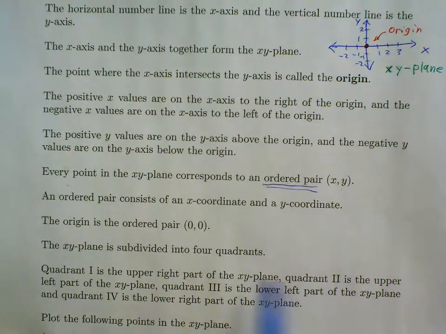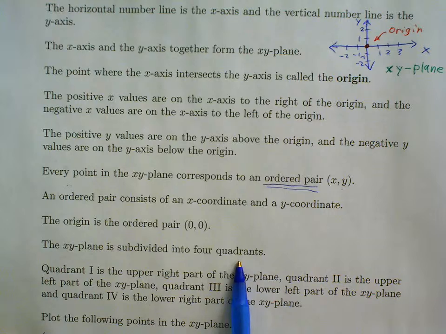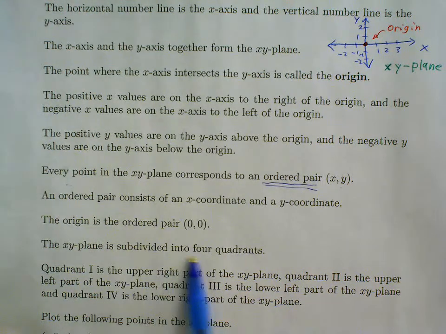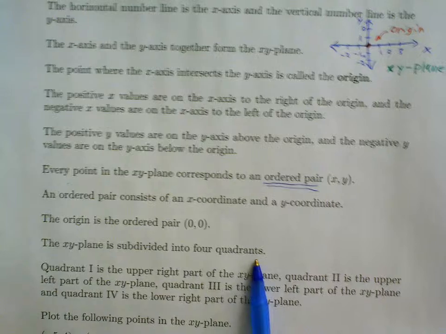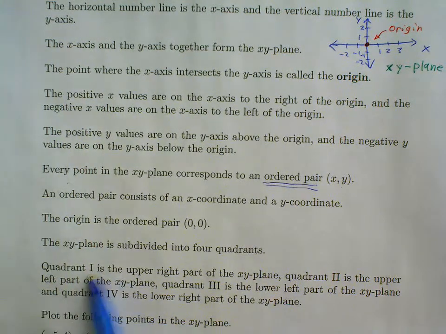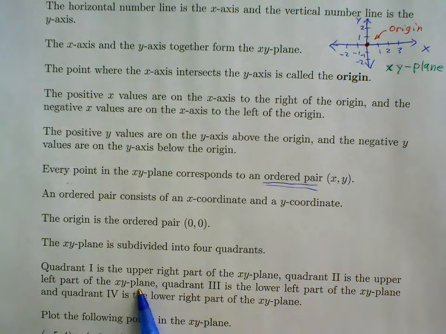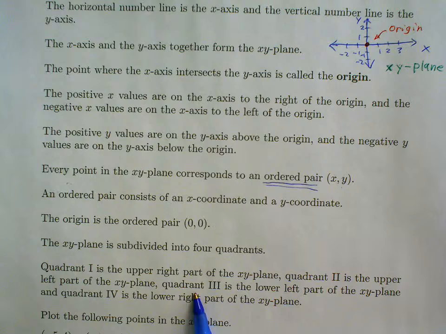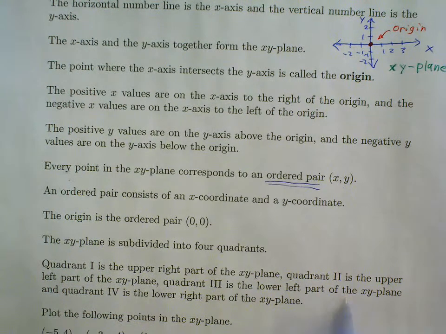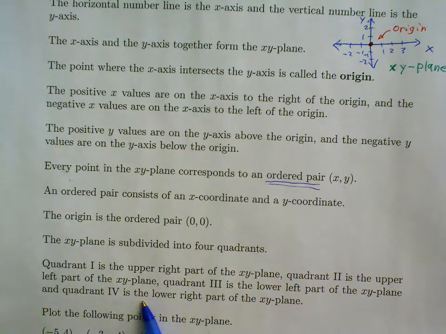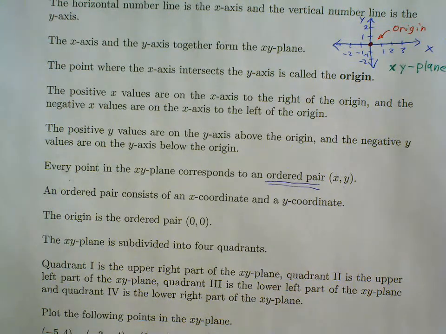Another term is quadrant. The xy plane is subdivided into 4 quadrants. Quadrant 1 is the upper right part of the xy plane. And then we move counterclockwise. Quadrant 2 is the upper left part of the xy plane. Quadrant 3 is the lower left part of the xy plane. And quadrant 4 is the lower right part of the xy plane.